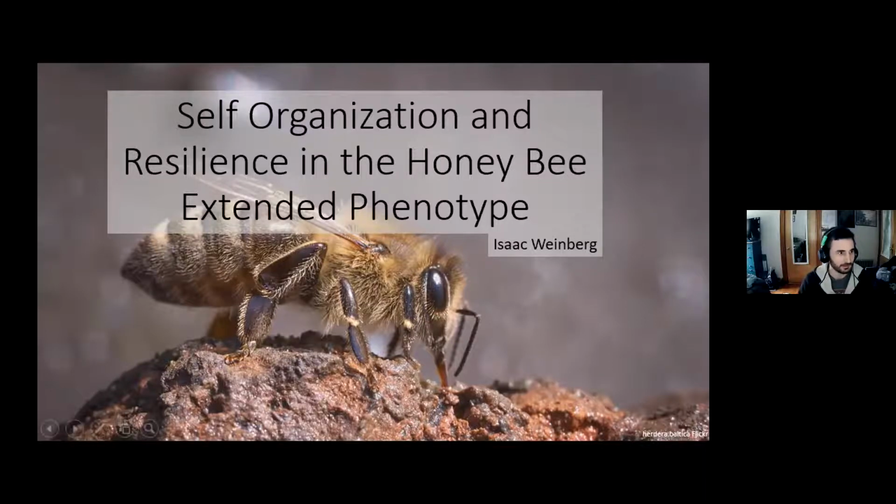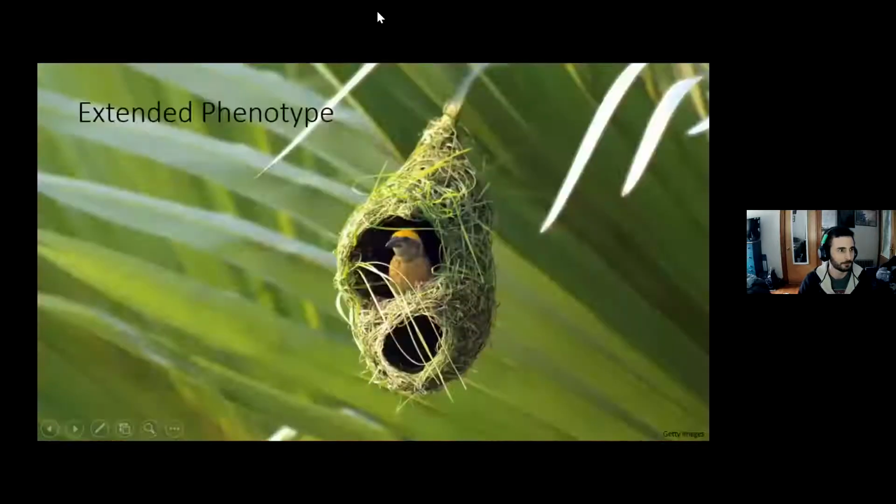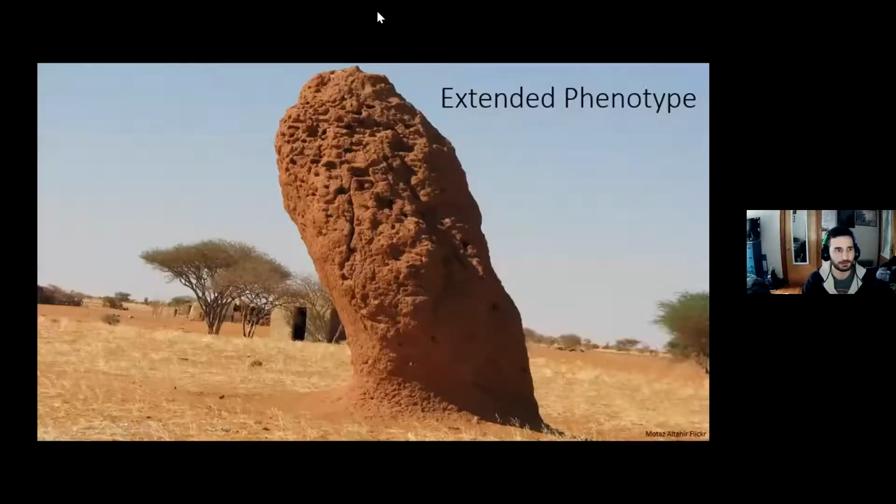So the extended phenotype is a term coined by Richard Dawkins in a book with the same title. And essentially, he describes it as the effect that genes have on the environment. And I like to think about it as the effect that an animal's genotype has on behaviors that allow it to make constructions. So this is an example of a termite mound. Termites build these out of mud, and they then live inside them.